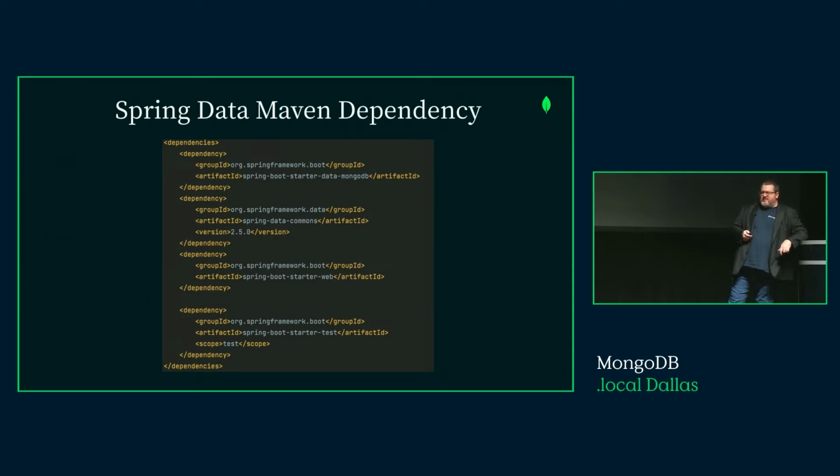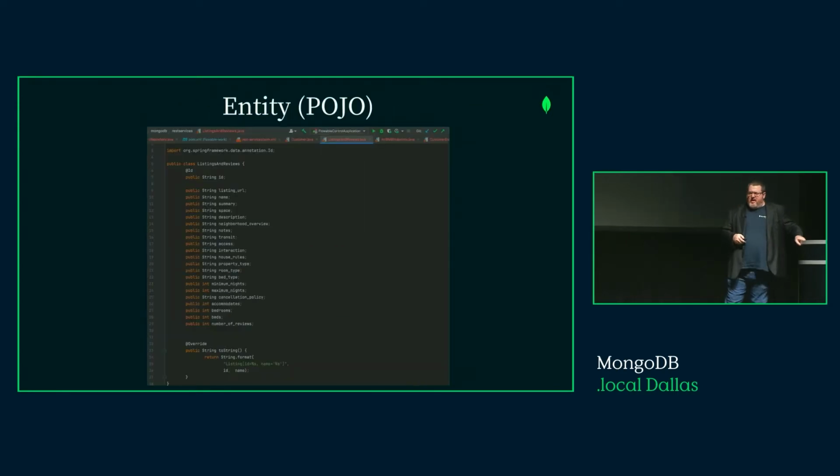Your Maven dependencies. Hey, I'm going to go ahead and include Spring Data, and I'm going to include the Spring Data MongoDB driver. Then I'm going to create an entity, something that may look like this. In this case, I'm using the sample database. If you are familiar with our Atlas offering, we have this under our Airbnb offering. So we may see something like this, standard POJO, getters, setters, got to have an ID in there.